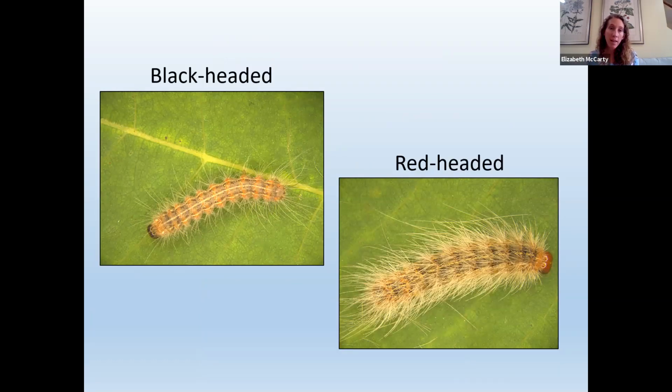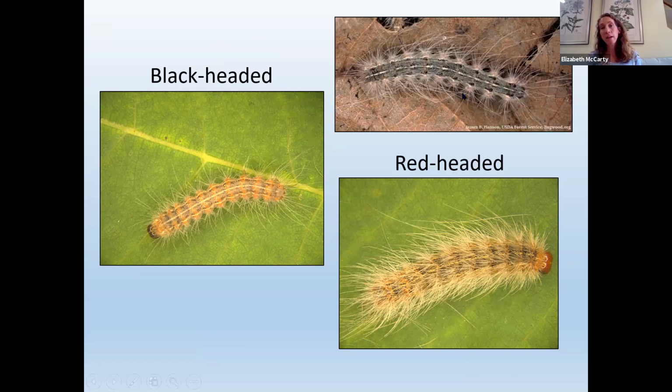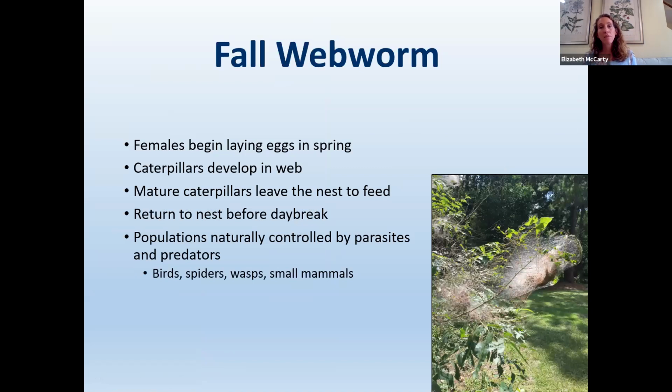And here are some pictures I took in the lab of the black-headed on the left and the red-headed on the right. Those were both collected on the UGA Tifton campus. And then I show another picture. Here is another black-headed one. So there can be quite a difference in color variation in these. The females begin laying eggs in the spring. The caterpillars develop in a web, and the purpose of these webs is for protecting the caterpillars. And then as they get older, they will leave the nest and go feed on the foliage that is outside of the web, and they'll scooch back into those nests right before daylight. Sometimes in the morning, you can still see them moving around.